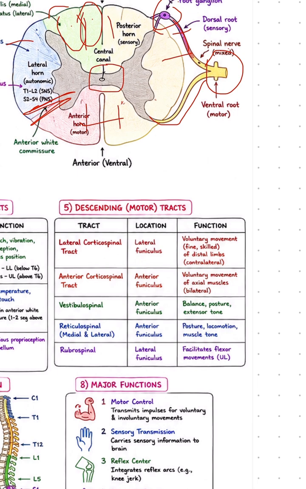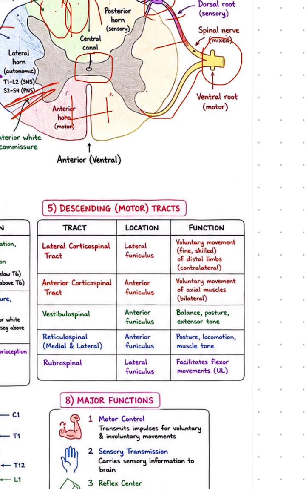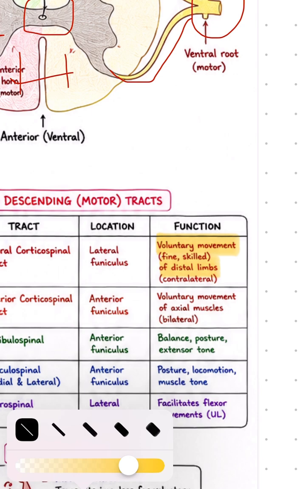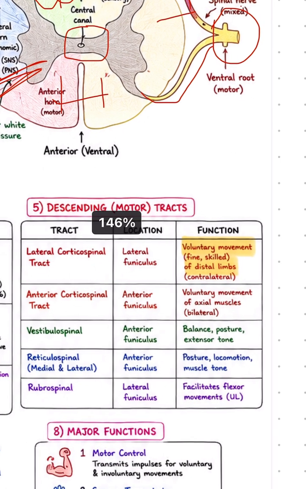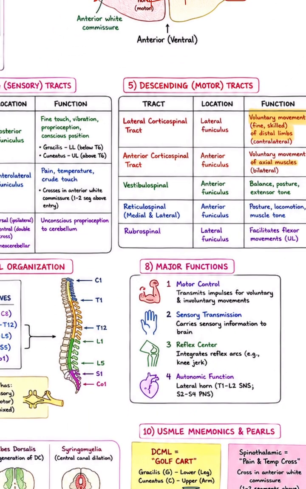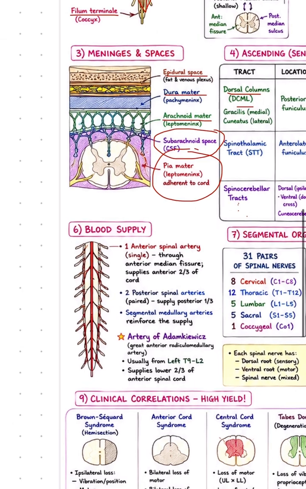Now the functions. Lateral corticospinal tract controls voluntary movements that are fine scale of basically distal limbs. And anterior corticospinal tracts control voluntary movements of axial muscles. Vestibulospinal controls balance, posture, and extensor tone, whereas reticulospinal controls posture, locomotion, and muscle tone. Rubrospinal facilitates flexor movements.